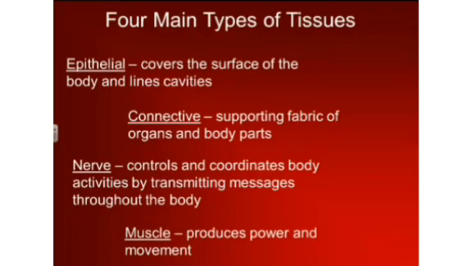And then the fourth one is our muscles. So yes, muscles is a type of tissue. They produce power and movement. Without muscles, we would not be able to stand up straight. We would not be able to hold up our pen. We would not be able to pick up a glass of water to keep our tissues hydrated. So muscles, nerves, connective tissues, and epithelial tissues are all 4 of the main types of tissues.